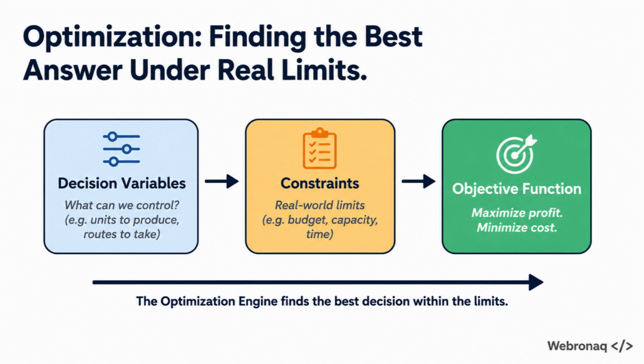But you cannot just do anything you want. You have real-world limits. Maybe you have a fixed budget, a warehouse with limited space, or only 8 hours in a workday. Those limits are called constraints. Put it all together and you have an optimization problem. The software searches through all your options, respects every constraint, and finds the single decision that scores best. This is the mathematical skeleton behind almost every major business decision engine out there, from flight scheduling to financial trading.